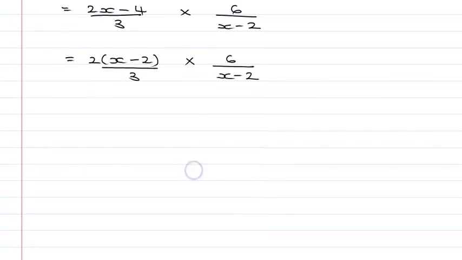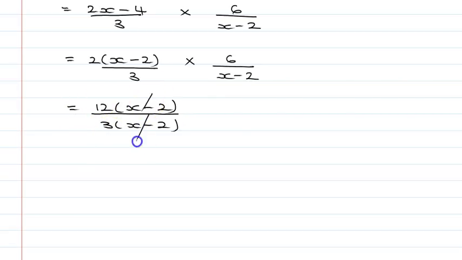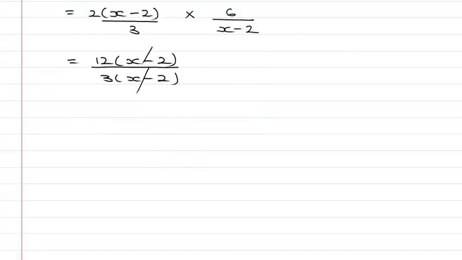Now, when I multiply the numerators together, I get 2 times 6, which is 12, still multiplied by the (x - 2). Over 3 multiplied by (x - 2). Similar situation as the example above, the 2 brackets are multiplied by 12 and 3, so I can cancel them. Now 12 divided by 3 is 4, so that's our final answer.